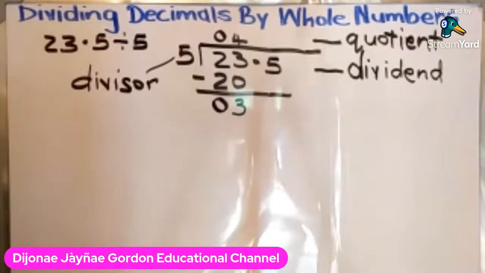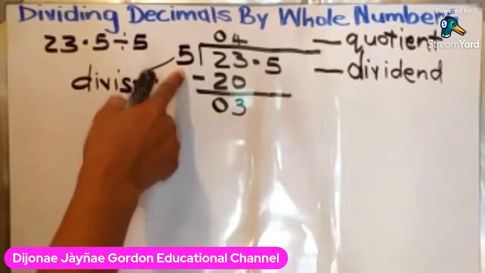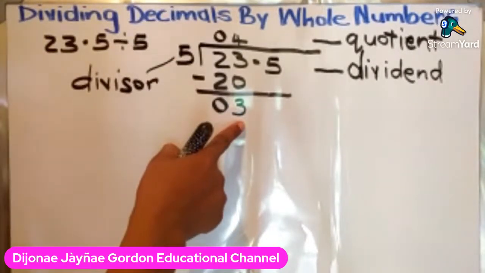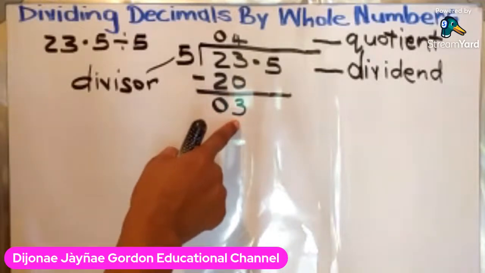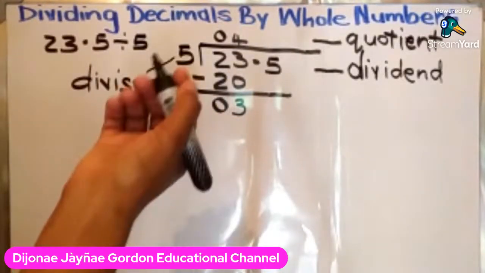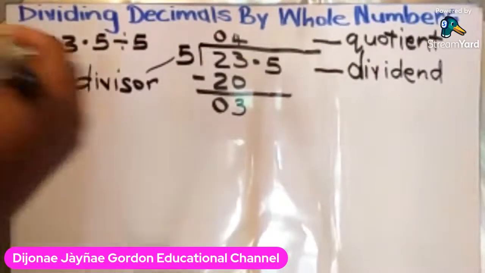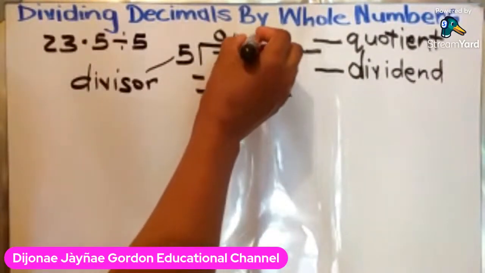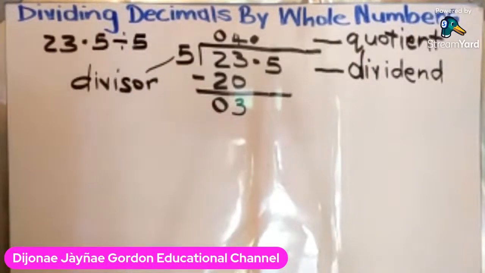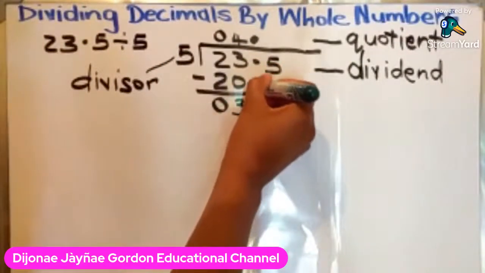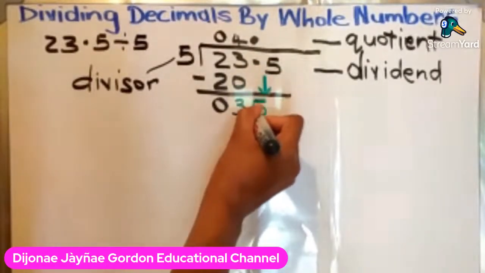The next thing is that you're going to ask yourself, how many groups of 5 can you get from 3? You can't get a group of 5 from 3, because 3 is smaller than 5. So look to see what is next in your dividend. The next thing in our dividend is our decimal point, so let's put it back. Now we are going to bring the 5 down. I'll put in my arrow here to say that I'm bringing down my 5.